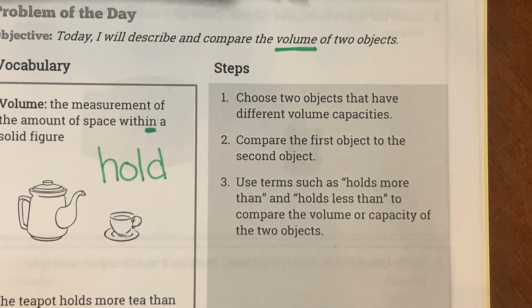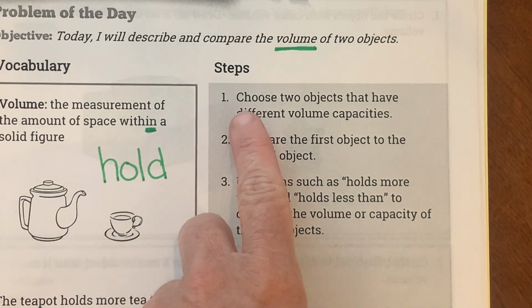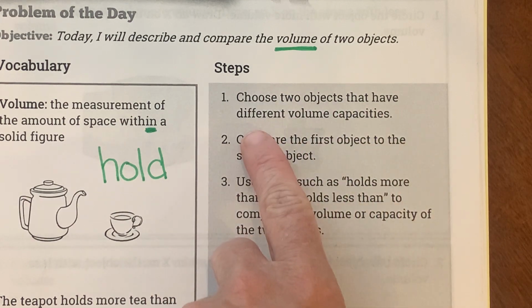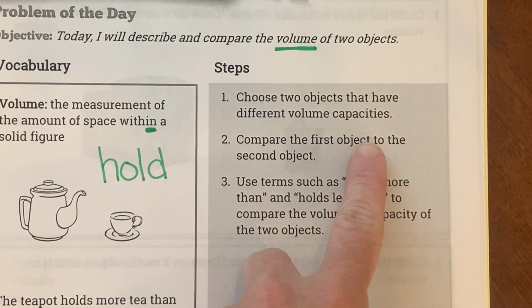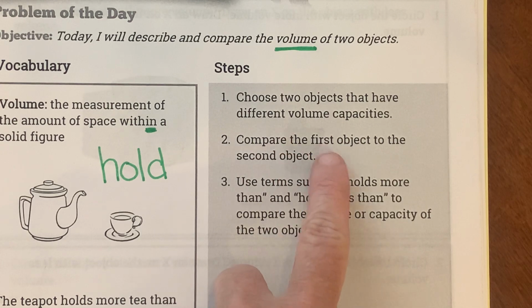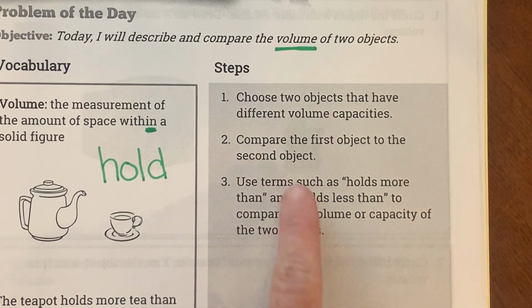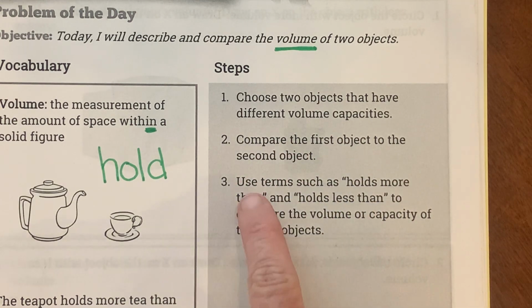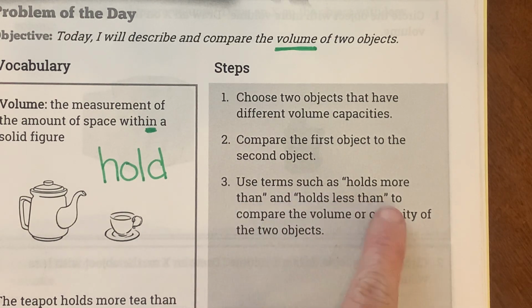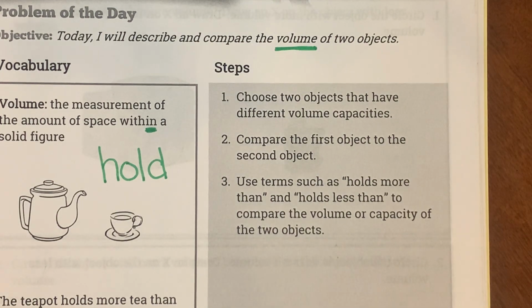Okay, so let's look at our steps today. It says choose two objects that have different volume capacities. Compare the first object to the second object. And then we're going to try and use our vocabulary words. So we're going to use terms such as holds more than, holds less than, to compare the volume or capacity of the two objects. Okay, so boys and girls, I'm going to get started with my problems.